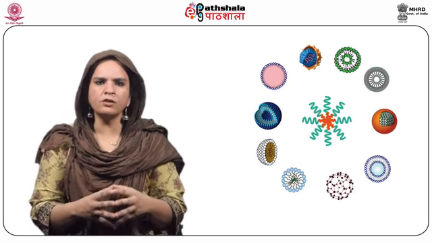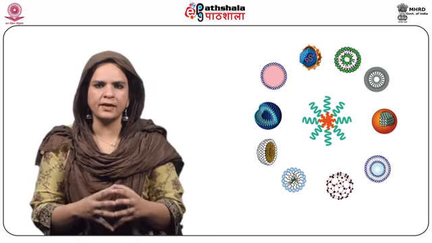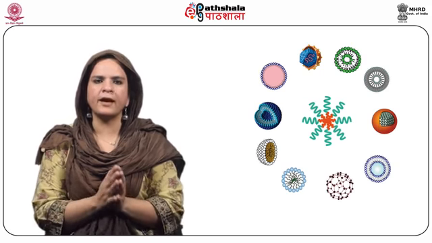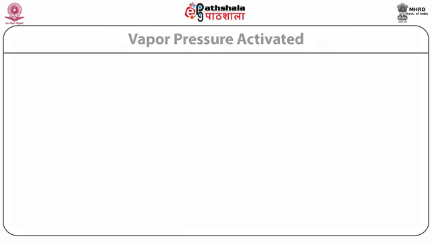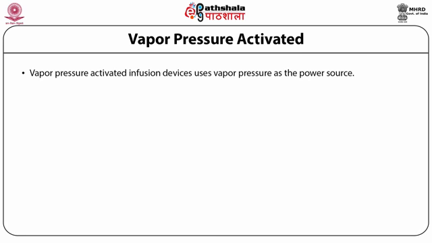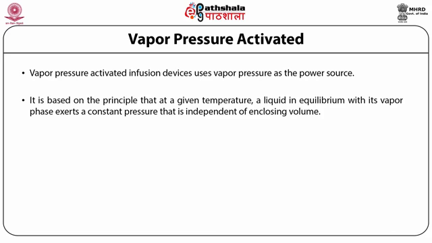Duros pumps can also be used for drug release at a target site by using a catheter which can be attached to the outlet port, guiding the drug release to the target organ or tissue. We will now shortly discuss the vapor pressure activated infusion devices. Vapor pressure activated infusion devices use the vapor pressure as the power source. It is based on the principle that at a given temperature, a liquid in equilibrium with its vapor phase exerts a constant pressure that is independent of the enclosing volume.